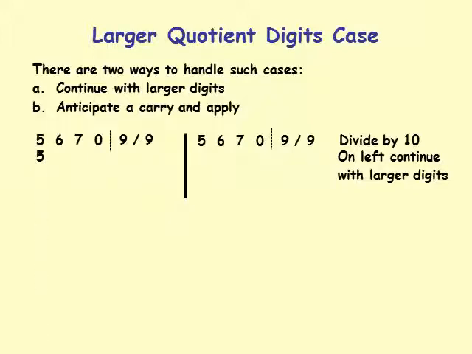Okay, let's continue here. So I got 5 here. Then we got 5 plus 6, 11. 11 plus 7, 18. 18 plus 0 is 18. 18 plus 9 is 27.